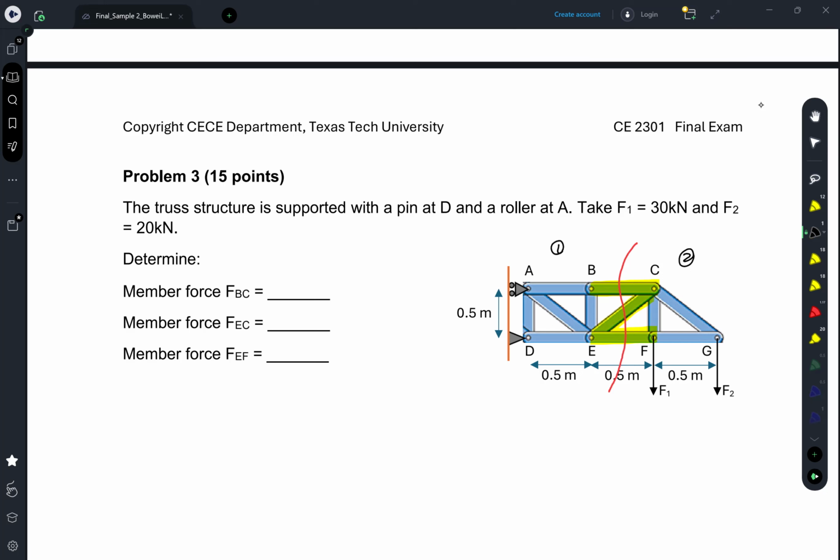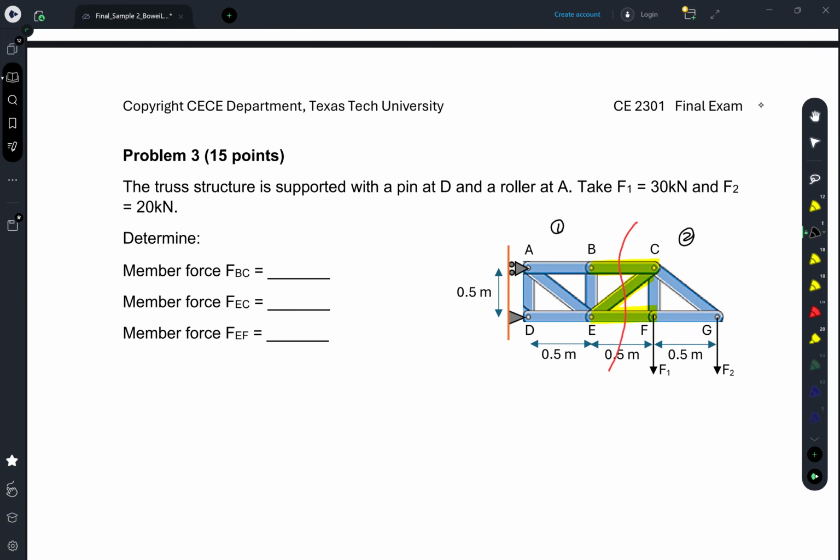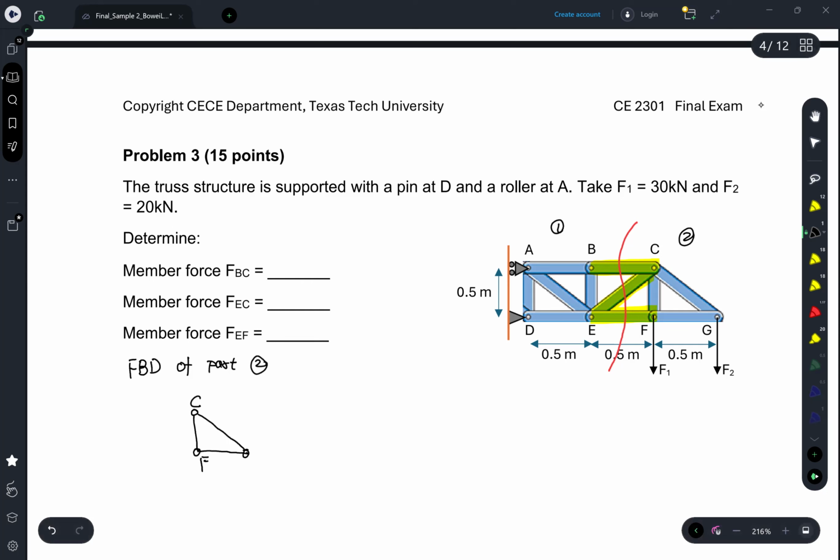Here you can go with either part one or part two. But if you go with part one, since we have the support for part one, you will have to solve the support forces, and it is more convenient to go with part two here. So suppose we draw the free body diagram of part two here. This is part two, with joint C, joint F, and joint G.